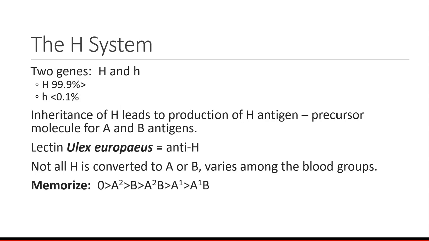It varies among the blood groups. We'll talk about this later, but you must memorize the amount of H from most to least. Group O people have the most because all they have is H. A1B people have the least because almost all of the H has been converted to either A or B antigens. The ones in the middle, A2, are a subgroup of group A, which we'll talk about, but the reason they're A2 is they have less of the H converted to group A, so they'll have more H, and so on.